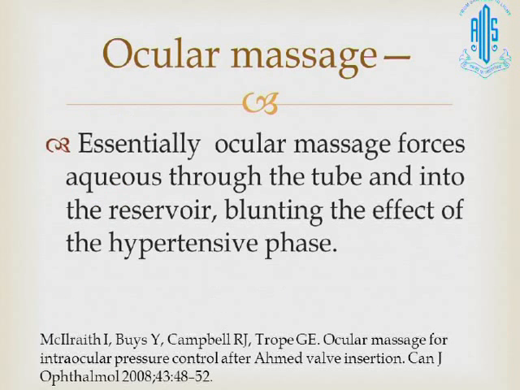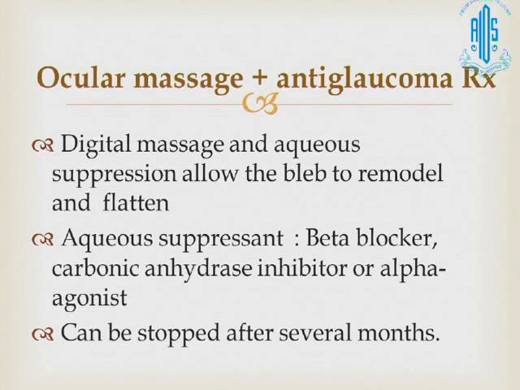The ocular massage essentially forces the aqueous through the tube into the reservoir, blunting the effect of hypertensive phase. If we combine this with the anti-glaucoma medication, particularly aqueous suppression, then the bleb will become little smaller or flattened and also helps us in buying some time for the remodulation of this bleb. Gradually then you stop the anti-glaucoma medication over a period of time. It may require several months to stop them totally.